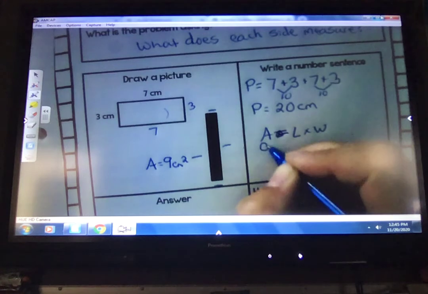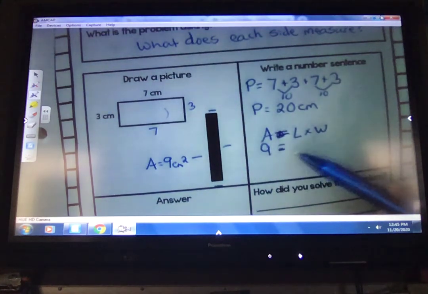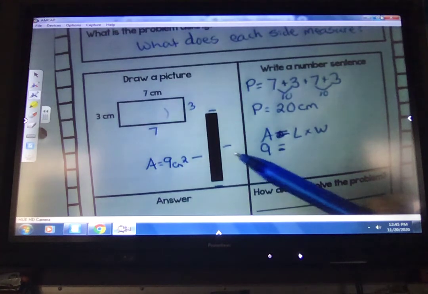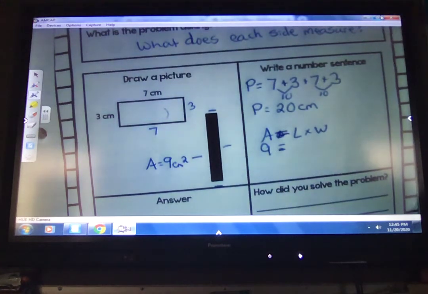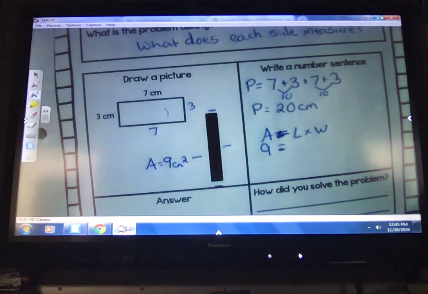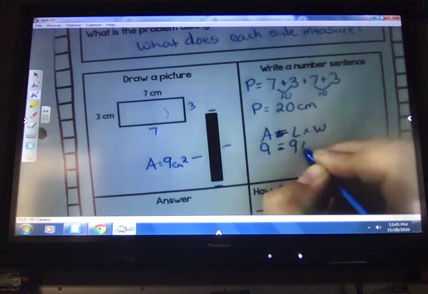So what are the only 2 numbers that I can multiply? What are some numbers we can multiply that would give us 9? Well, 3 times 3 would, but if it was 3 and 3, what shape would that be? It'd have to be a square because a square, every side would be the same. Do these sides look like they match? No. So it's not 3 times 3. So the only other way you can get a 9 would be 9 times 1.